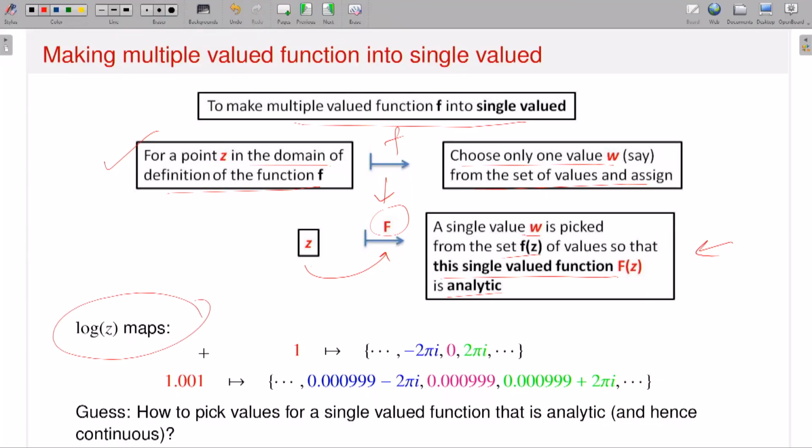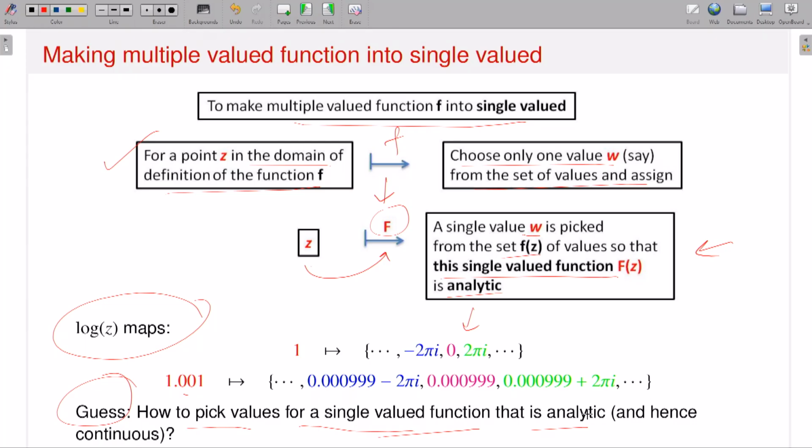So therefore log of z maps one goes to this one, or this goes to this one, I have already discussed. Now this is a question: how to pick values for a single valued function that is actually analytic, and hence it is continuous. So that means you have a small log function which is multi-valued. How can I choose from this multi-valued function a single valued function so that it is continuous or analytic? So that's the kind of thing I am doing.